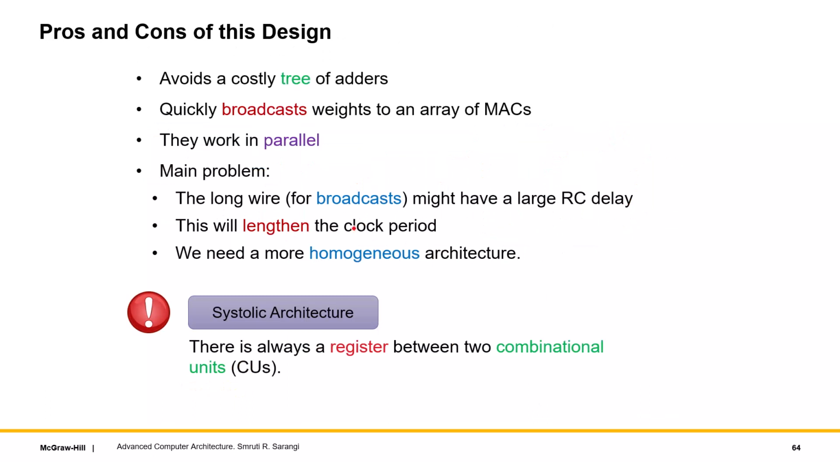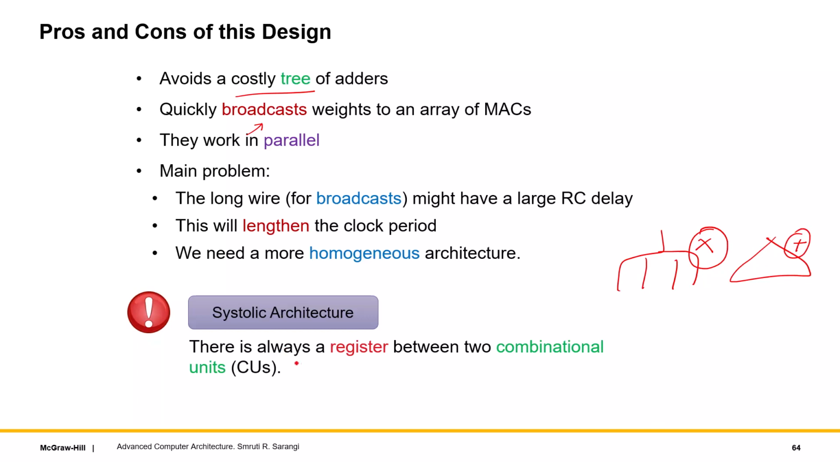So what are the pros and cons of this design? We either have a costly tree of adders or we broadcast. It will work in parallel. So the broadcasting process itself may have a large RC delay. So we don't like these parallel wires like this. Not a good idea. We don't like it. We also don't like an adder tree. So again, both take a lot of time and they kind of imbalance our pipeline.